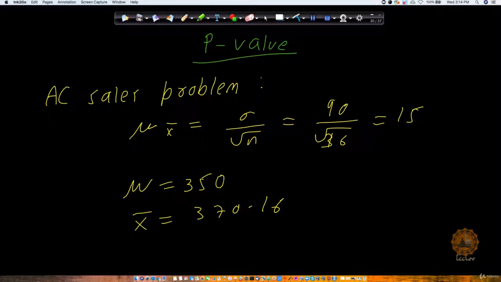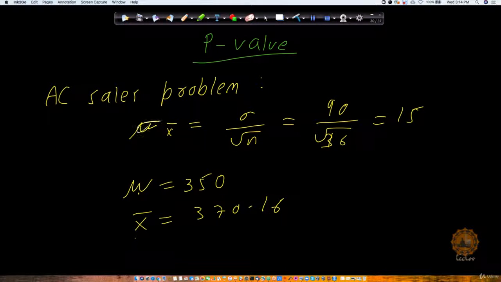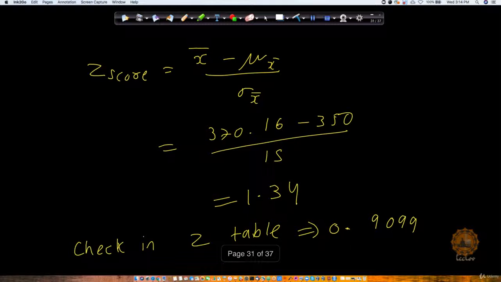Now here we're going to calculate our z-score. If you remember from the standardization formula of z-score, it is x bar minus mu divided by sigma x. This should be sigma x, but that's okay. Now let's move on. So if I plug in these values, we got 370.16 minus 350 divided by 15, and we got 1.34. Now let's look at the corresponding value for 1.34.